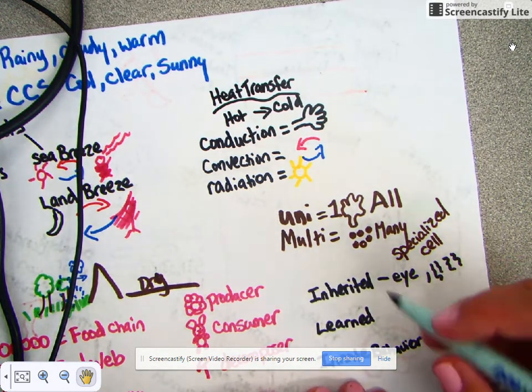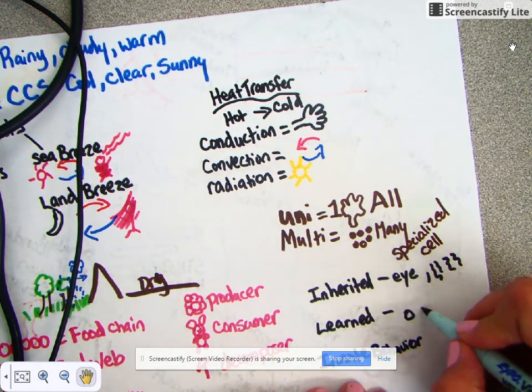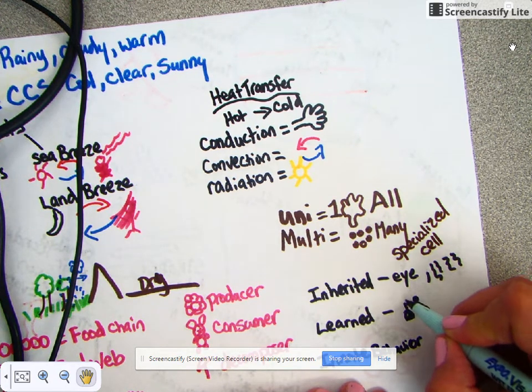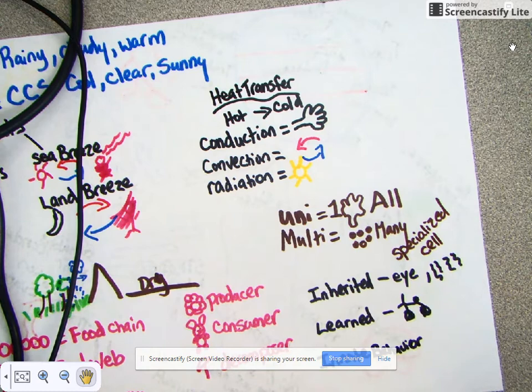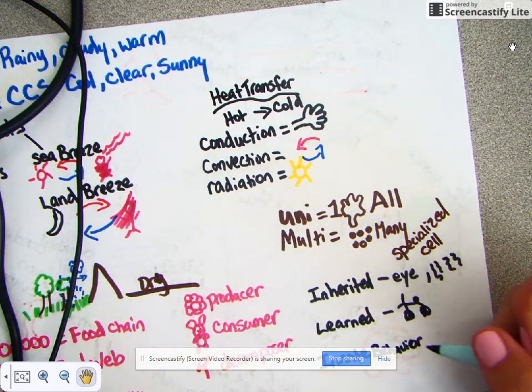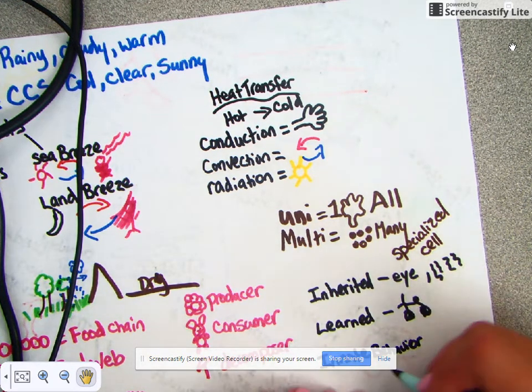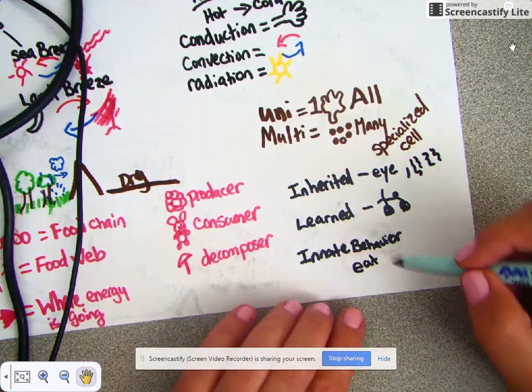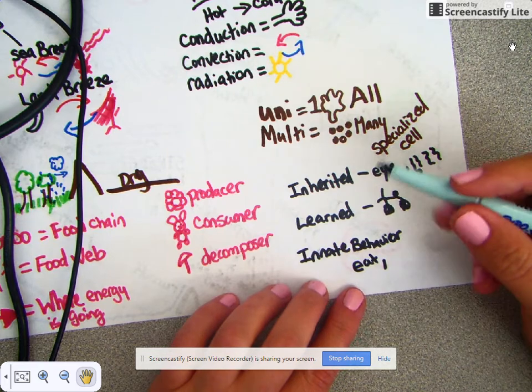The next one, learned, is like how you ride a bike, or a jump shot or anything like that. And innate behavior is something that you do, but that you're not taught to do. It's something that you just naturally do. So you naturally know how to eat. No one had to teach you how to do that.